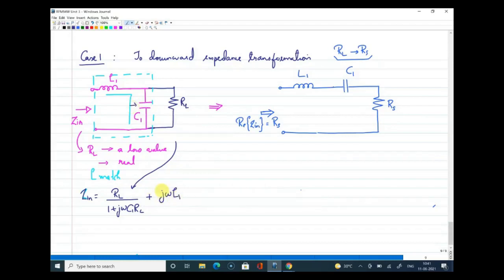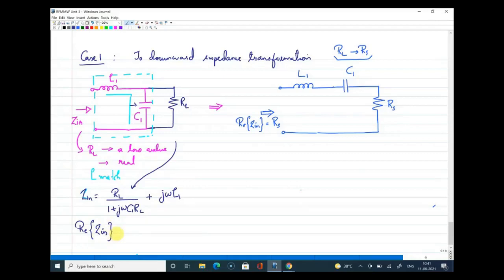So I should write it as J omega L1. This is the impedance. Now the need is that the real part should be equal to a resistance value, a pure resistance. That is our need, right? So let me write only the real part of this impedance Zin. What should the imaginary part be? The imaginary part should be equal to 0.